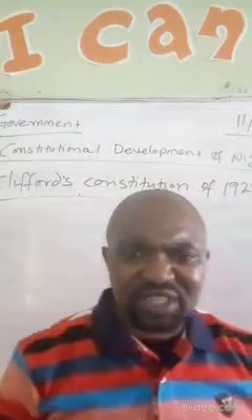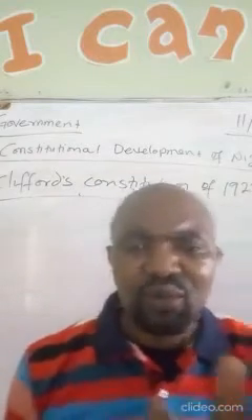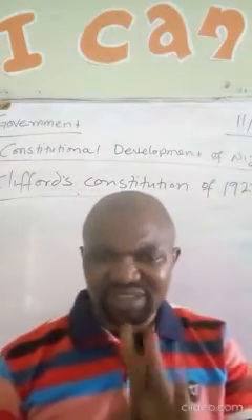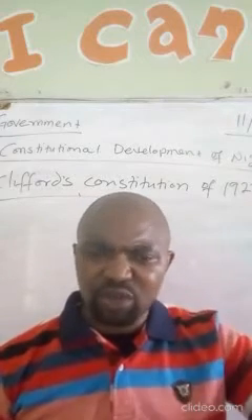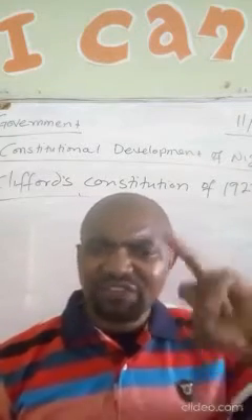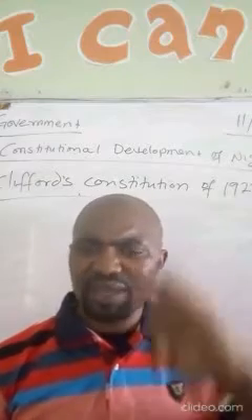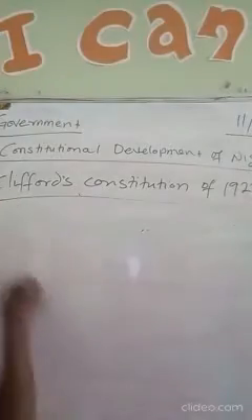Now, under this Clifford Constitution of 1922, we are going to look at three things in this constitution. One, what is the background of the constitution, the basis of the constitution? Two, the features of the constitution. And three, merits and demerits of the constitution. So these are what we are going to look into.